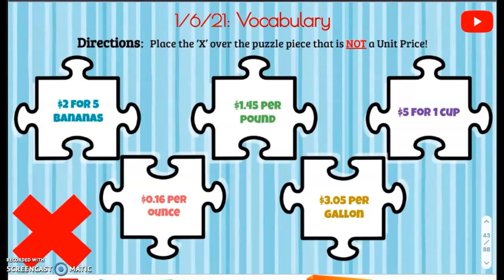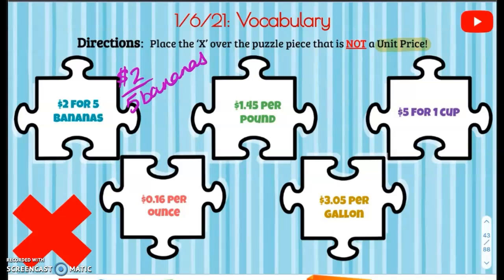January 6th, 2021 vocabulary. Directions: place the X over the puzzle piece that is not a unit price. So remember, a unit price is going to have a denominator of 1, and price means we have money, so money on top. So the first one is $2 for 5 bananas.